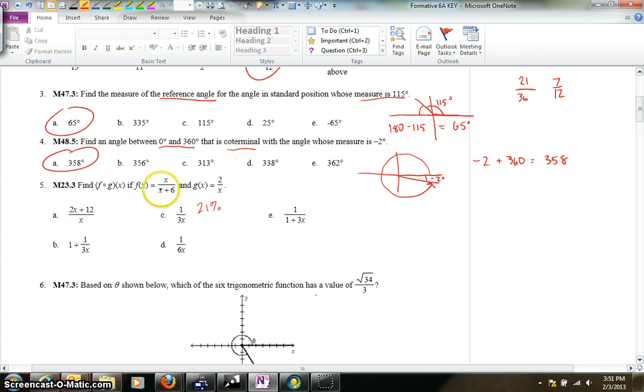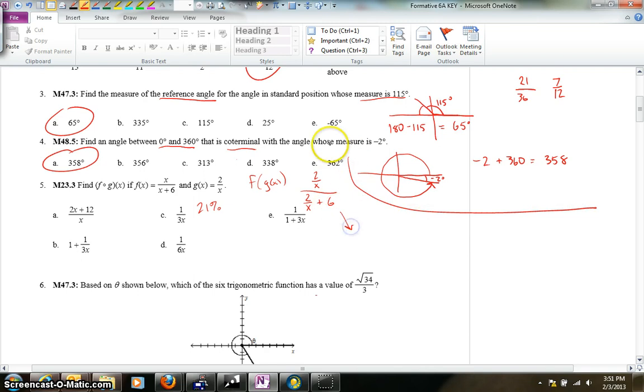Okay, number 5. This is a spiral standard, but one we've done before and done quite often. If we want to find f of g of x, we need to plug the g function in for the input of the f function. So we should write 2 over x, over 2 over x plus 6.